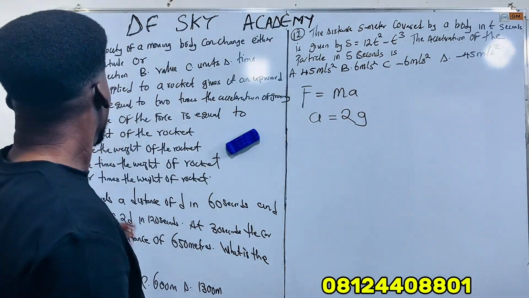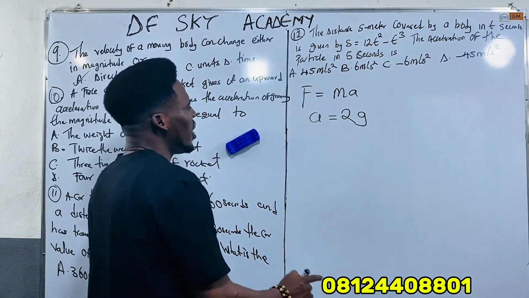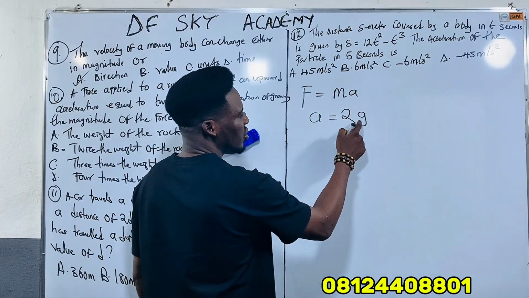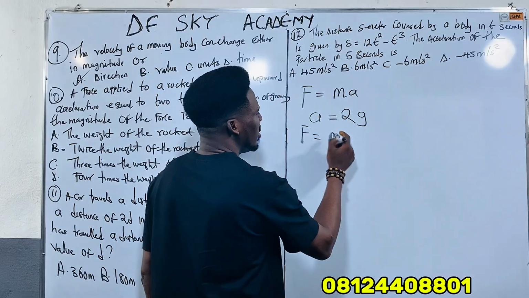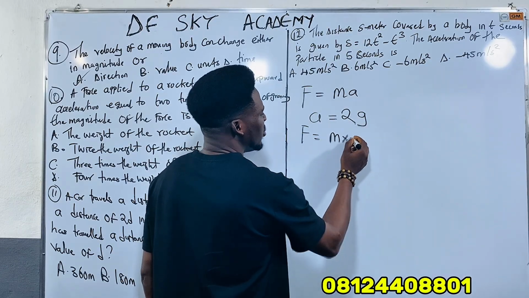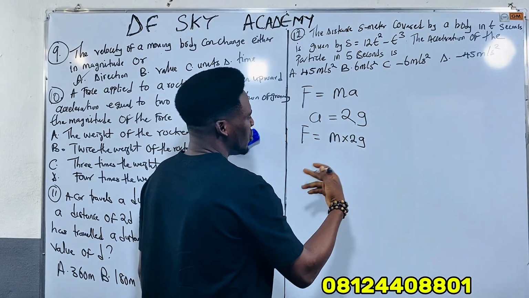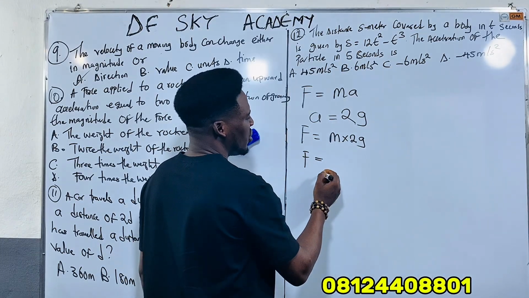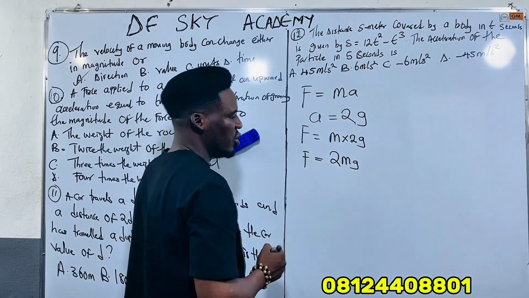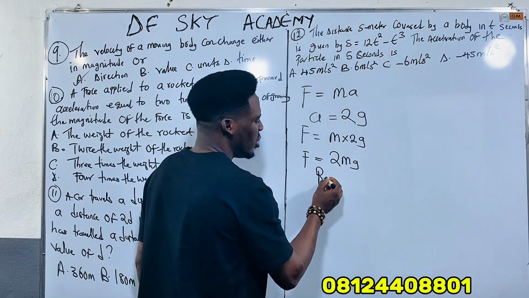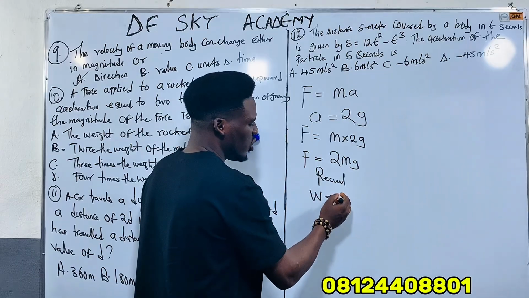Do you get it now? They said the magnitude of the force is dash. So what happens is any place I see a, I'll put it as 2 times the acceleration due to gravity. I will now have that F is equals to m, what is a? Times 2 times the acceleration due to gravity. If you rearrange this, what am I going to have? You have 2 times mg. That's what you're going to have. But can you recall that weight is equals to mg?